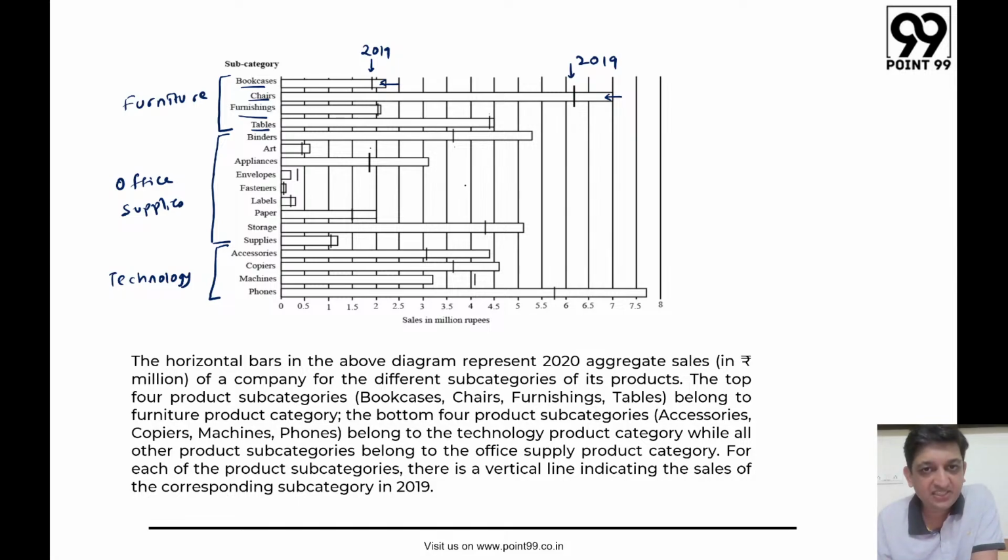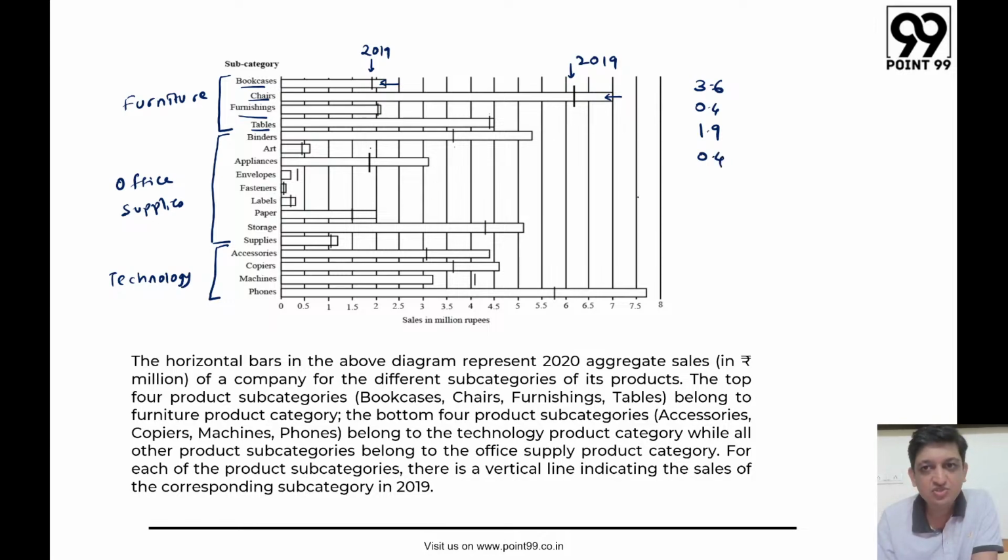So let's start with binders directly. Binders is here. We know that it is 3.5 plus something, so let's take it as 3.6. If you look at art, art is slightly less than 0.5. So let's make it 0.4. In terms of appliances, it is slightly less than 2, so let's take 1.9. Envelopes is slightly less than 0.5. So again, let's make it 0.4.